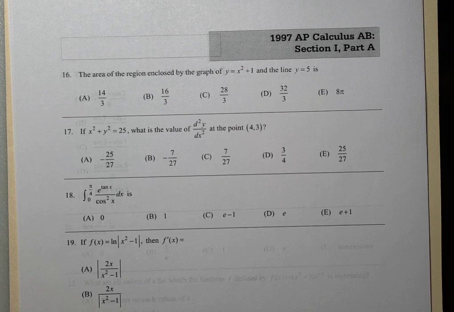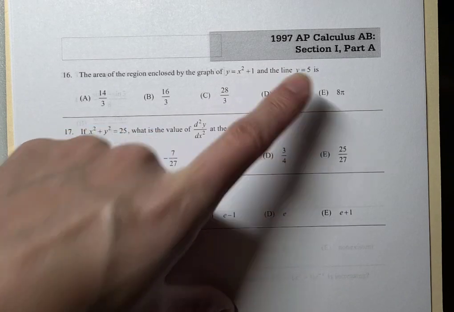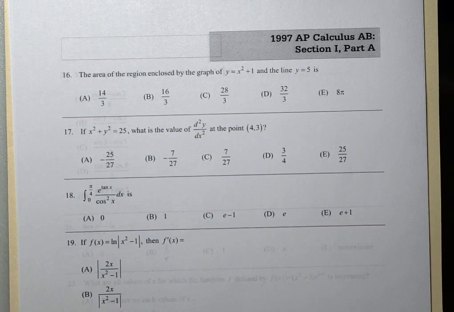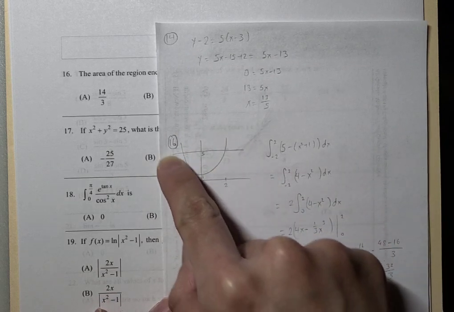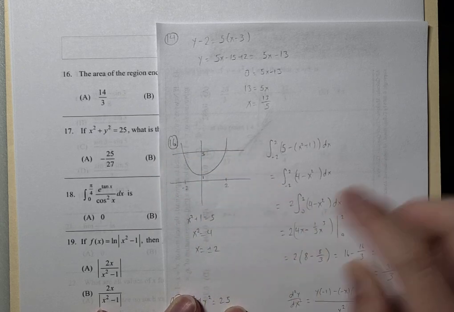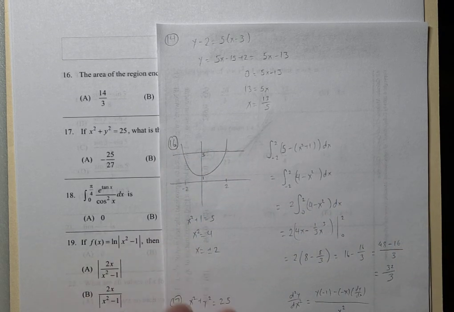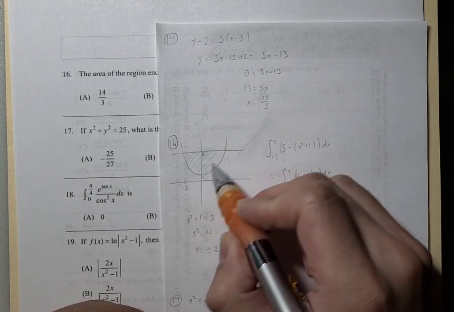Okay, so we know that this guy is a parabola. This guy is just a horizontal line. It's a parabola shifted up by 1. That's the x squared plus 1. Another line, y = 5. Okay, so we want to find the area of this shaded region.